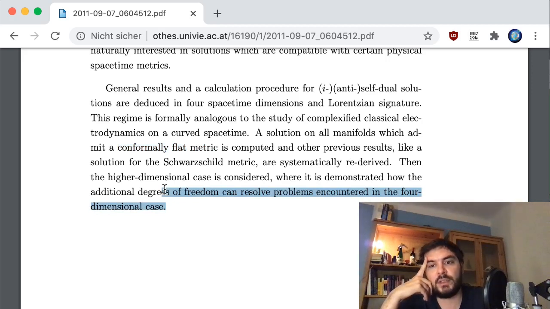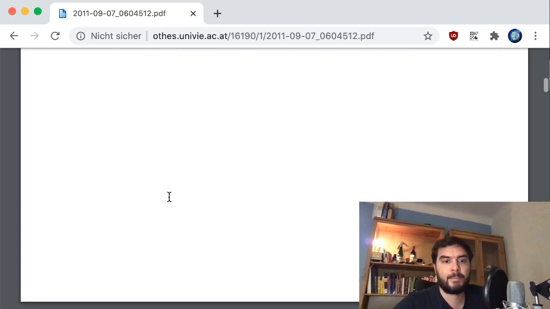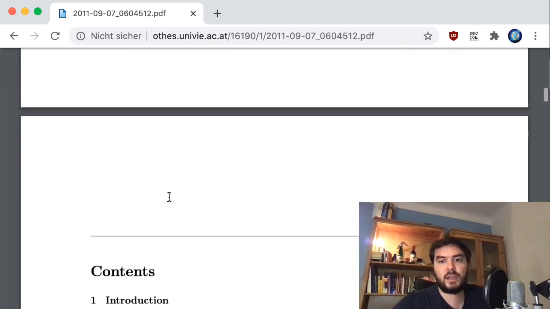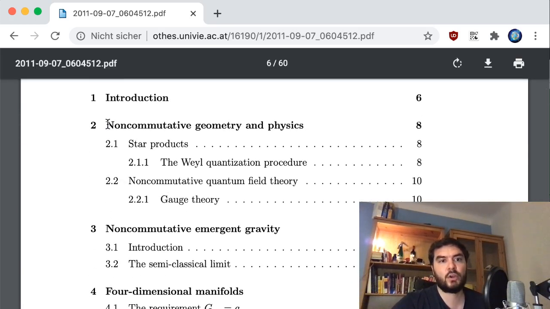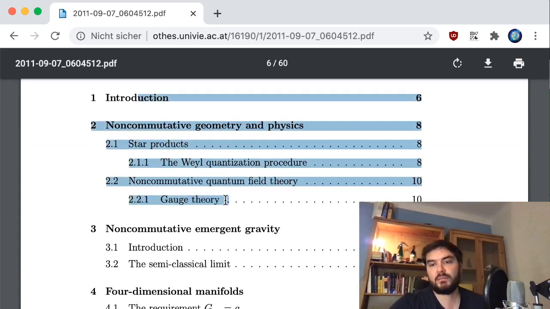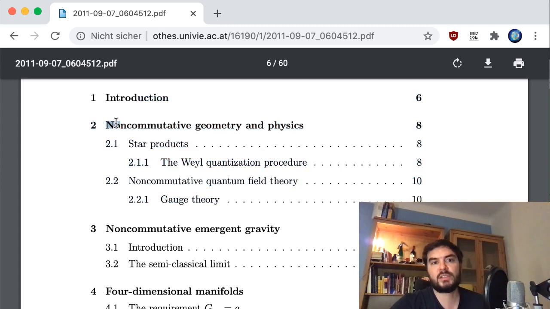So this is basically that he found it particularly interesting that he can talk about de Sitter spaces in his framework as well. Okay, then there's the abstract in German. Here are the chapters: Introduction, then Non-commutative Geometry and Physics. These are basically just introductions, and this is also just a setting.